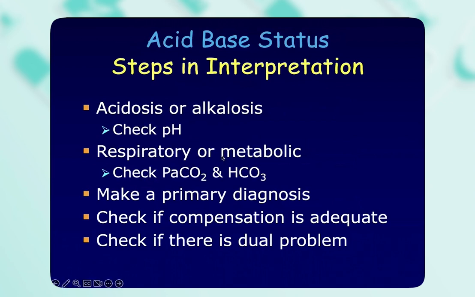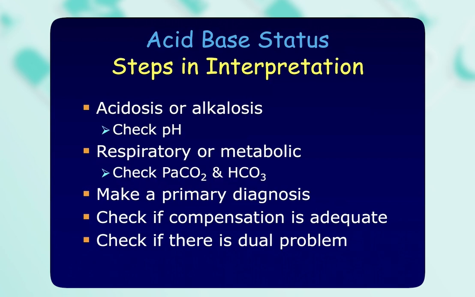Let's see the basic interpretation, how you can go ahead when you see the blood gas. These are the steps in interpreting ABG. You look at acidosis or alkalosis, you have to check pH, correct? So normal pH is around 7.36, 7.37. If it is less than that, that means acidosis, and more than that means alkalosis.